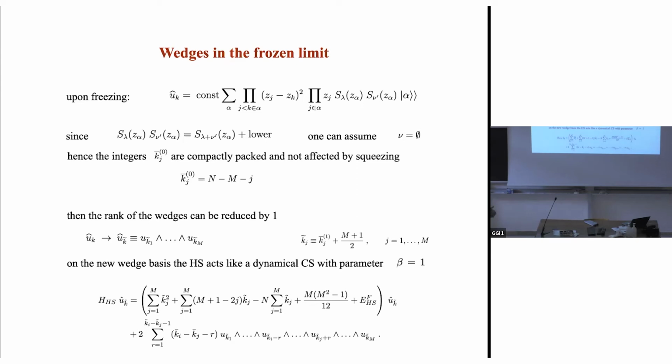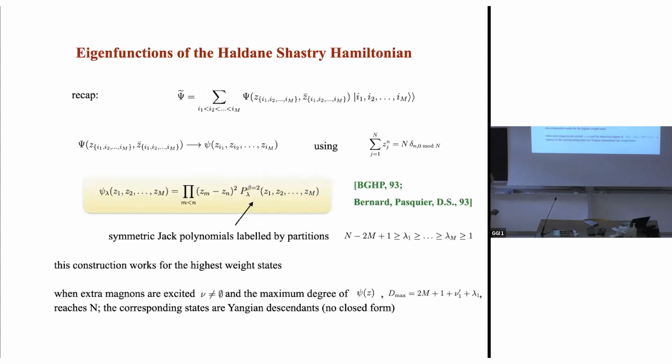So the conclusion is that Haldane-Shastry can be reduced to a dynamical Hamiltonian with beta equal 1 on a reduced number of variables on the magnons. So to recap, we reduce this function of two sets of variables to a function of a single set of variables. And this function of a single set of variables is given by a prefactor to the power 2 times.